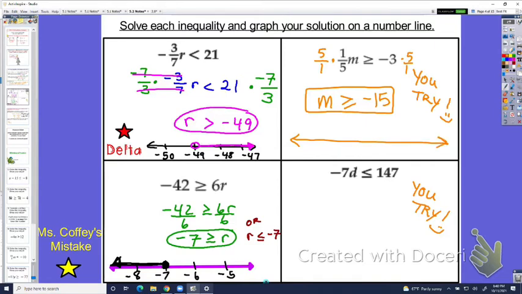So we also need to graph this. So -15 goes in the middle, -16 is to the left, -14 is to the right. It is greater than or equal to, so that means we get a filled in circle on -15, and anything higher than that is to the right.